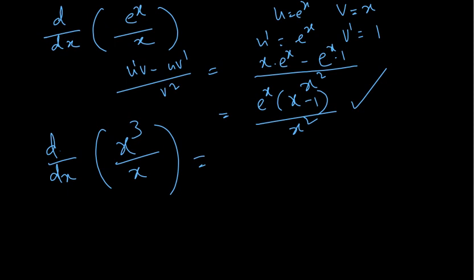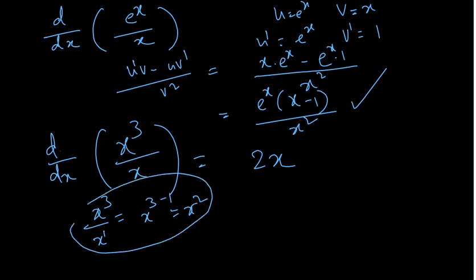So we don't use UV rule here, U by V rule. The answer is 2x. How we got it? We first divide x cube by x. When you divide, this is x cube divided by x to the power of 1, that's x to the power of 3 minus 1, that is x squared. So what did we do? We did the first algebra. First you do algebra, then calculus.